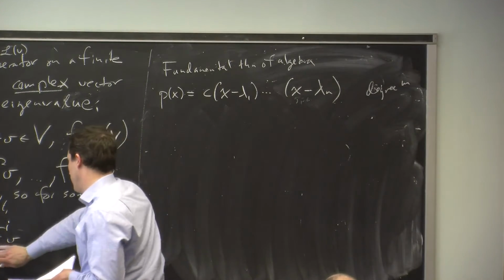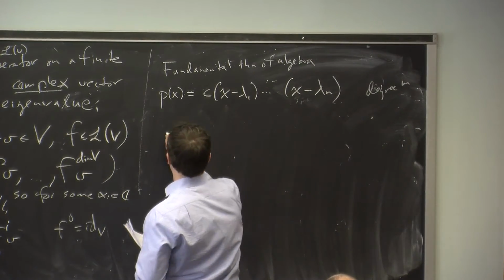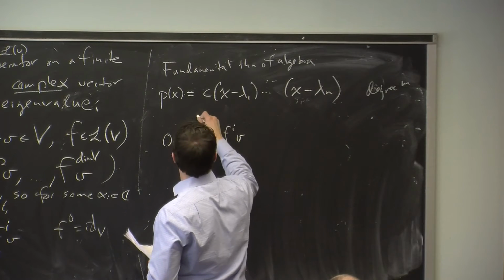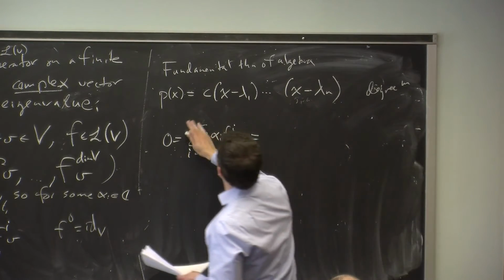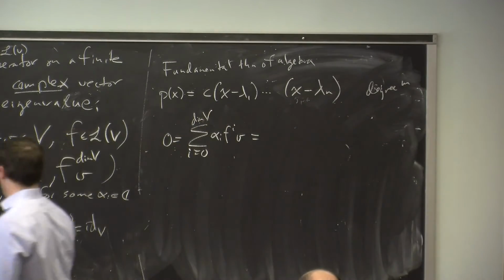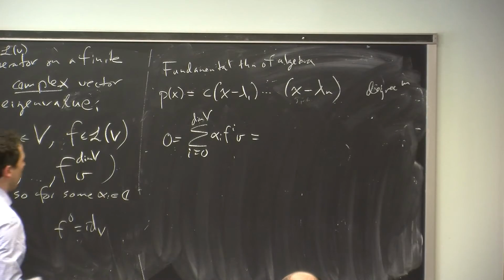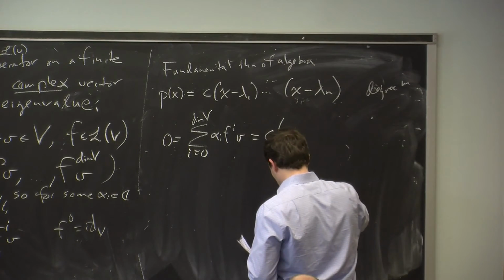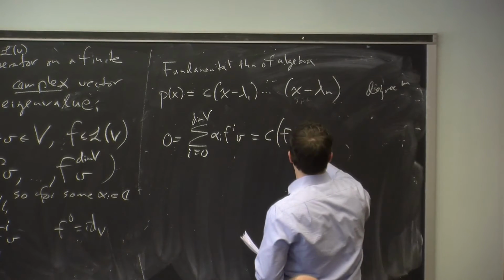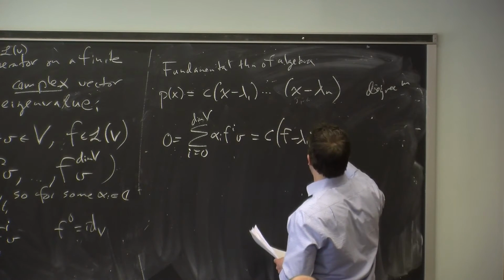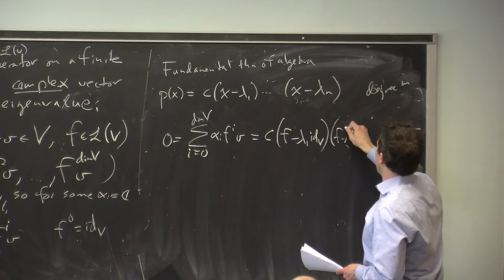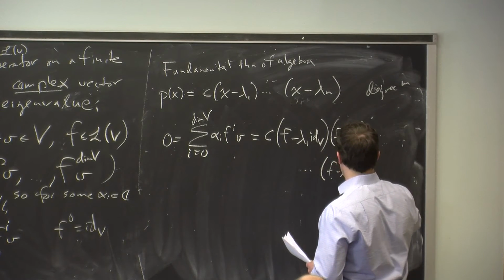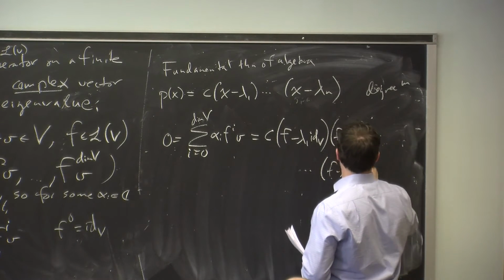And that means that I can factor this thing, right? So that means that 0, which is the sum of a_i f^i applied to v, where this sum goes up to the dimension of v, has a factorization: c times (f minus lambda 1 times the identity) composed with (f minus lambda 2 times the identity on v), and let's continue all the way up to (f minus lambda m times the identity on v).